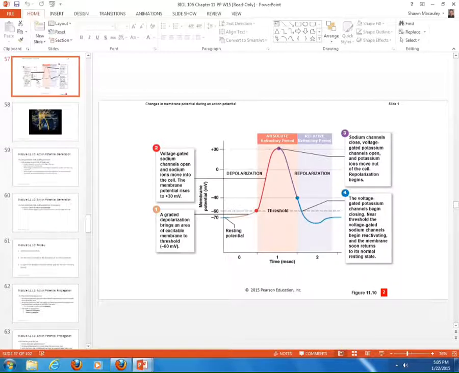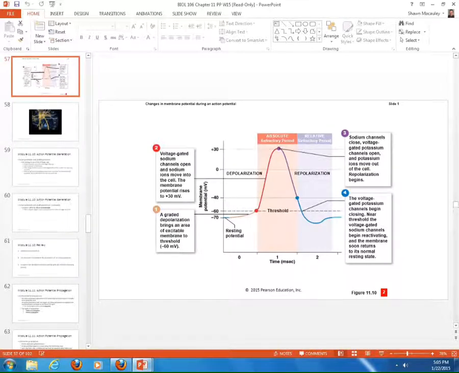Yes, sir? For the action potential, do you want us to know when all the channels are opening and closing and stuff like that? Yeah, so you should also be able to appreciate what's going on, right? So at threshold, what happens? First of all, where does threshold happen? At the axon hillock.